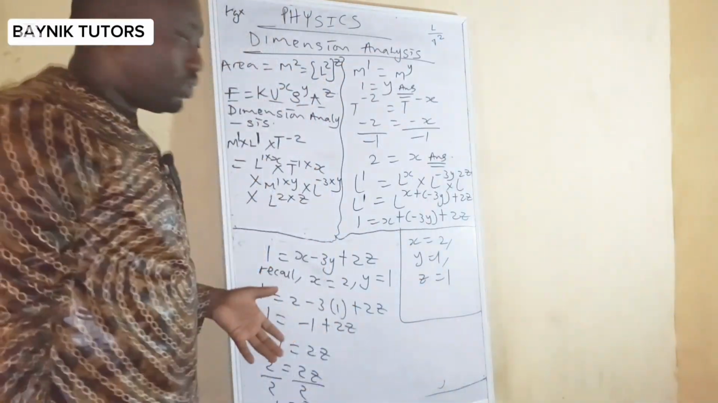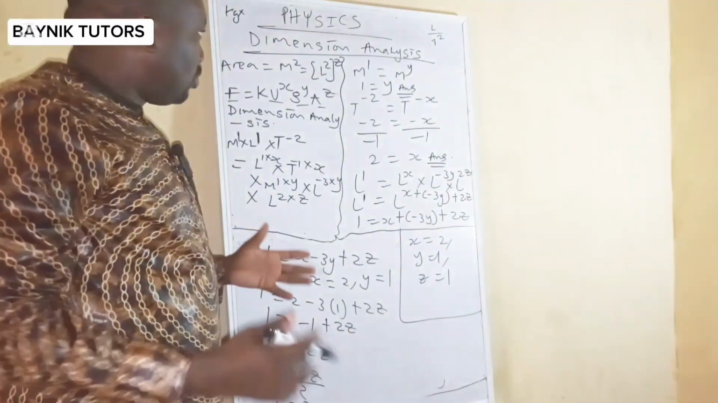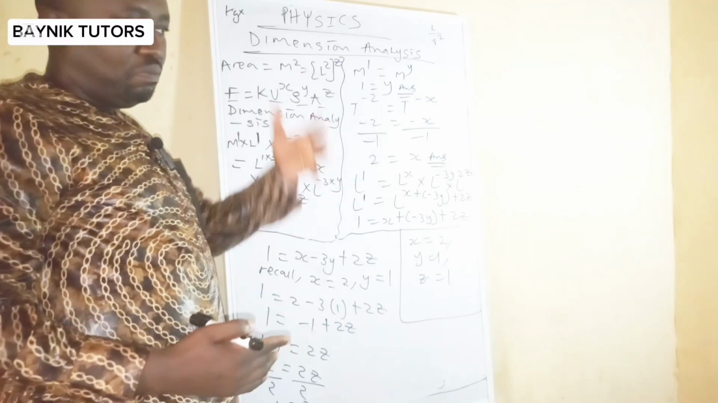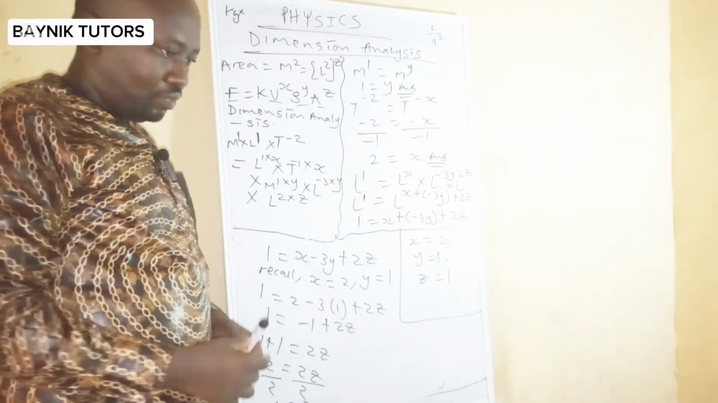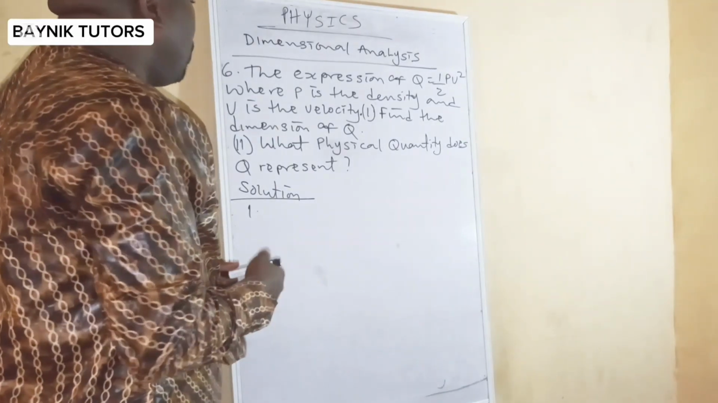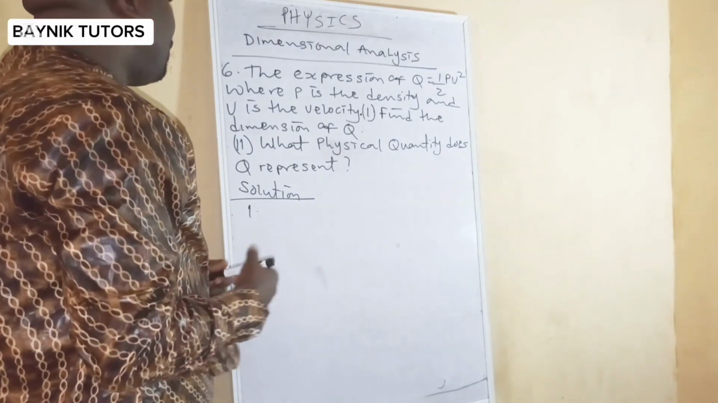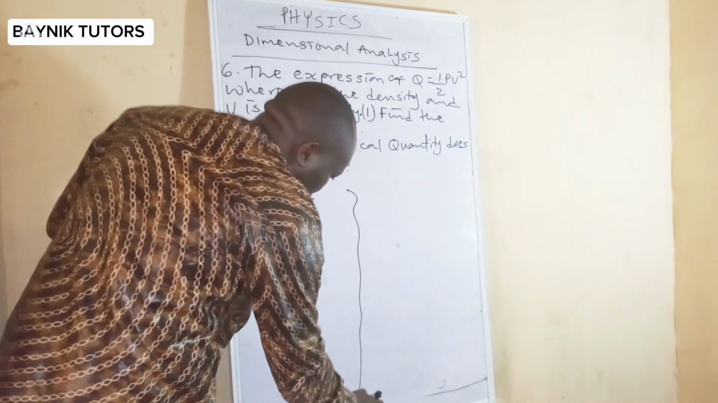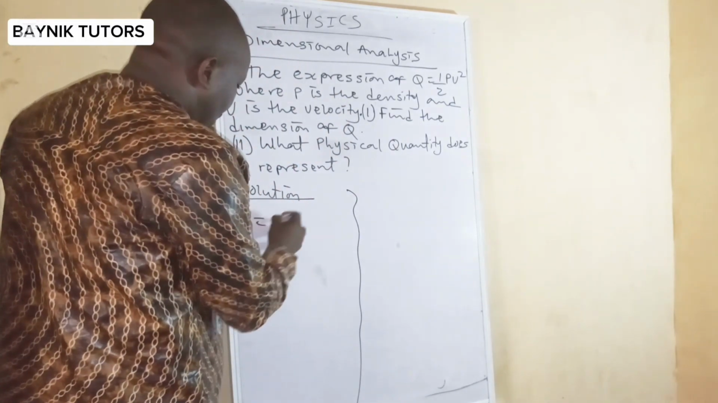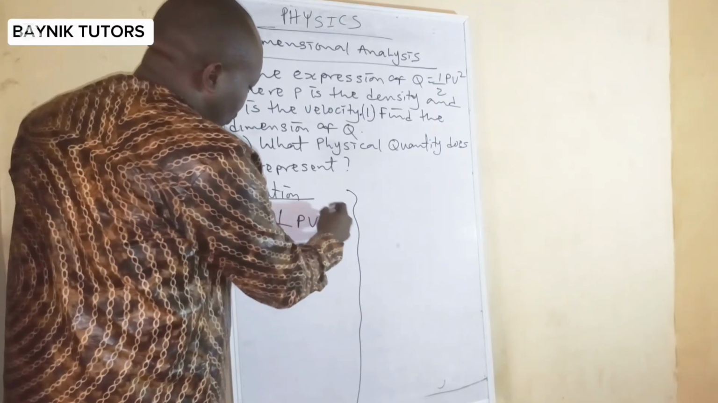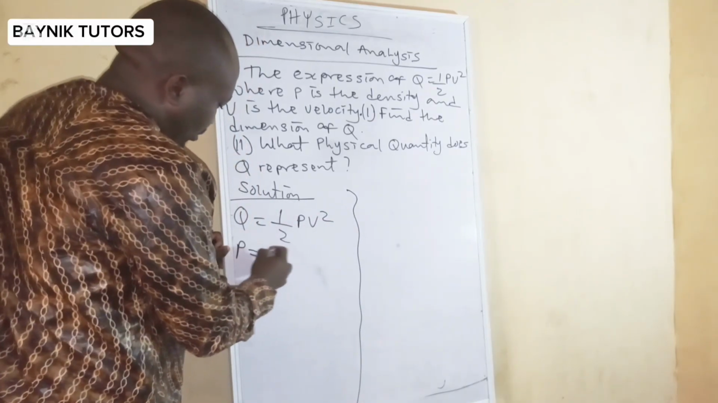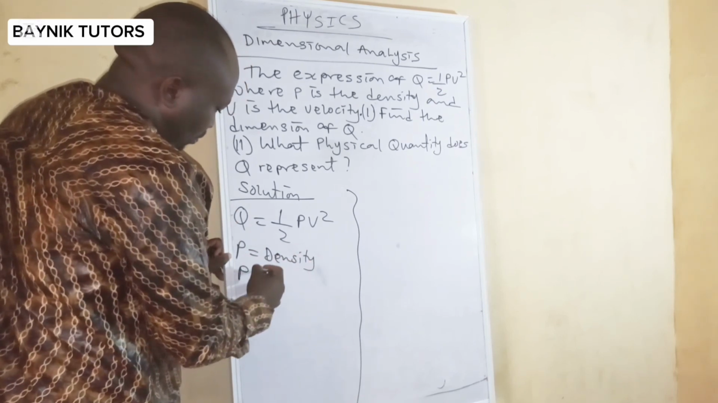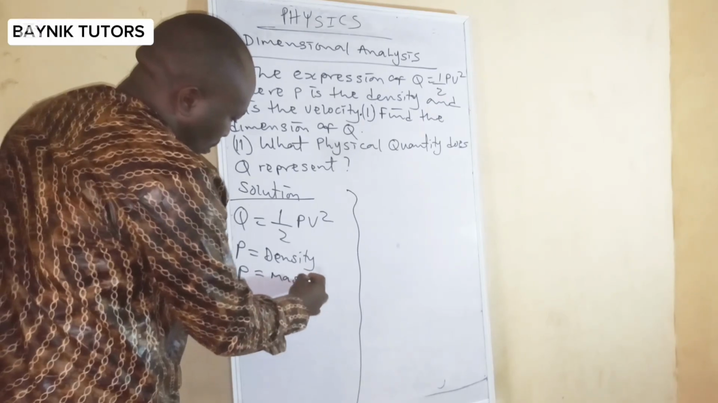So the question is concerned, it's as simple as that, because we are just comparing the force with the velocity, with the density, and with the surface area. Q is equal to half P V squared, where P is the density and V is the velocity. We are told to find the dimension of Q. So if P is density, we know that P will now be mass over volume.